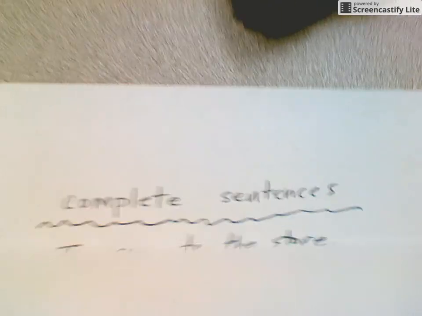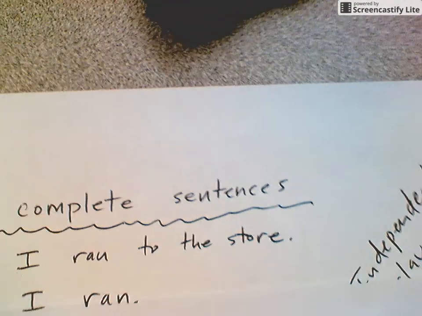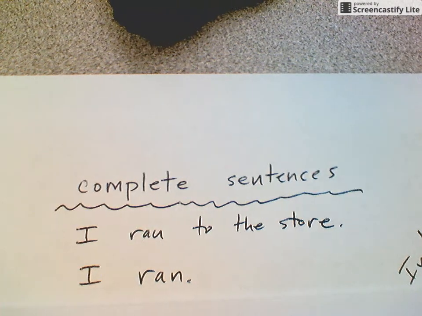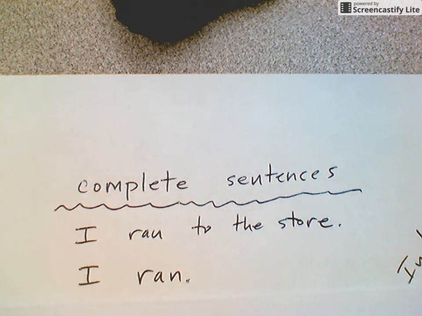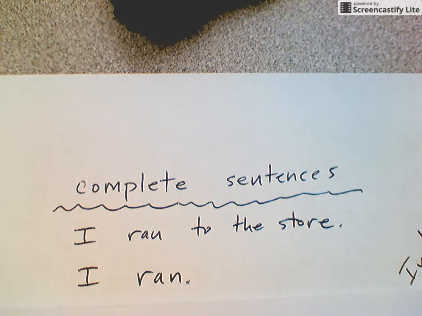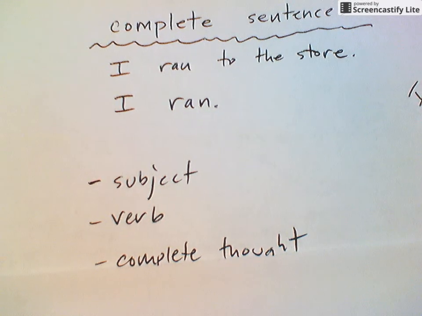Complete sentences are sentences like this. I ran to the store. Sentences like I ran aren't great sentences. They're very short, but they are complete sentences because they have two things in them. Well, actually three. They have a subject, a verb, and they have a complete thought.